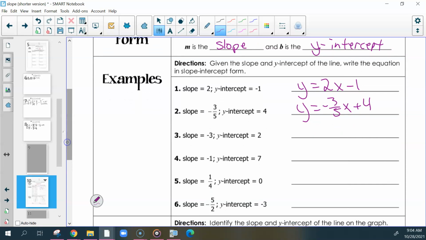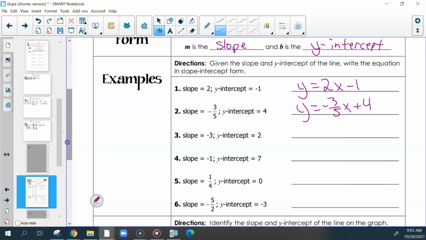Does it matter if the slope comes after the y-intercept? Give me an example. Like if you put y equals 4 minus 3/5 x, would that be the same thing? That would be the same thing. I will say that we want the slope to come first since it's in slope-intercept form. This would not be incorrect because it would be the same, but we just want it in that specific format.